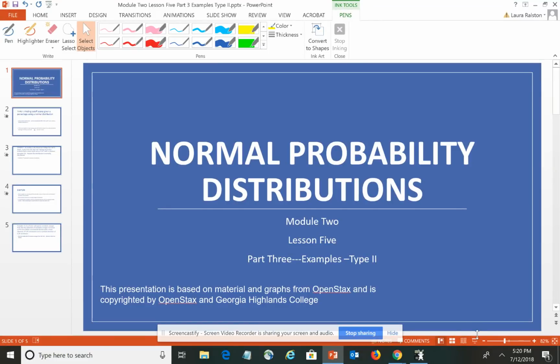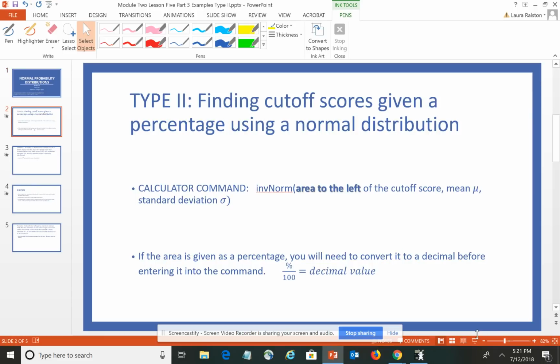This is Module 2, Lesson 5, Part 3, and we're going to take a look at the examples that are related to finding the cutoff score. So it's type 2 questions. These questions will have something like: find the cutoff score, or find the value corresponding to a certain percentage, and the calculator command that we referenced earlier is the inverse norm.